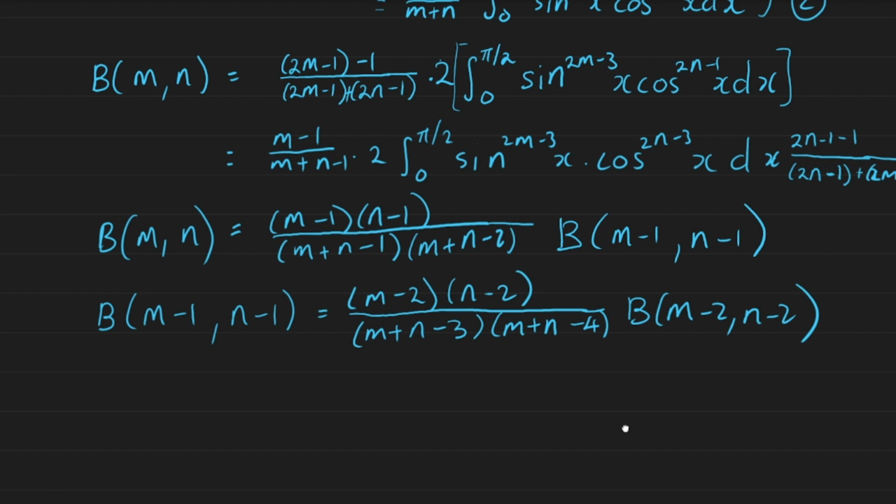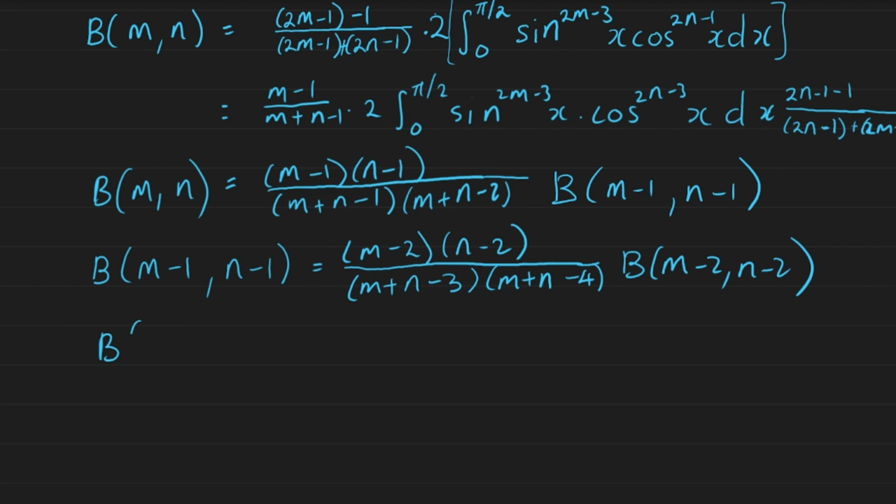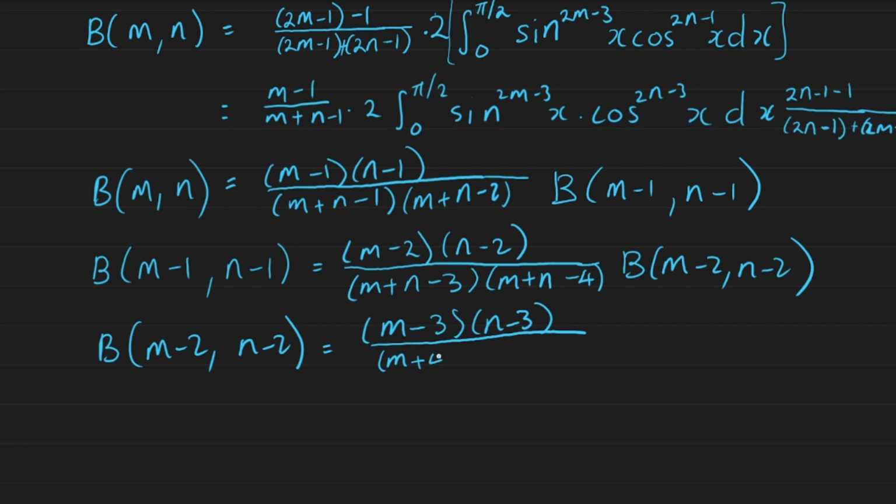And then I can rewrite this for the next one. That's m minus 2 and then n minus 2. And then what that gives me is going to be m minus 3 times n minus 3 divided by m plus n minus 5 and then m plus n minus 6, times the beta function of m minus 3 and n minus 3. So we can see that we are developing a trend here.